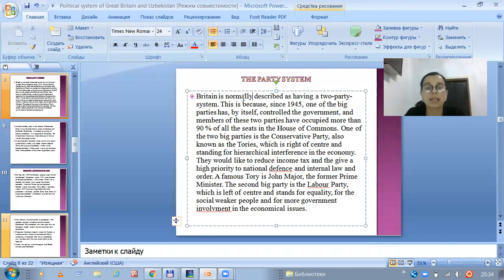The second big party is the Labour Party, which is left of center and stands for equality, for the socially weaker people, for more government involvement in economic issues.